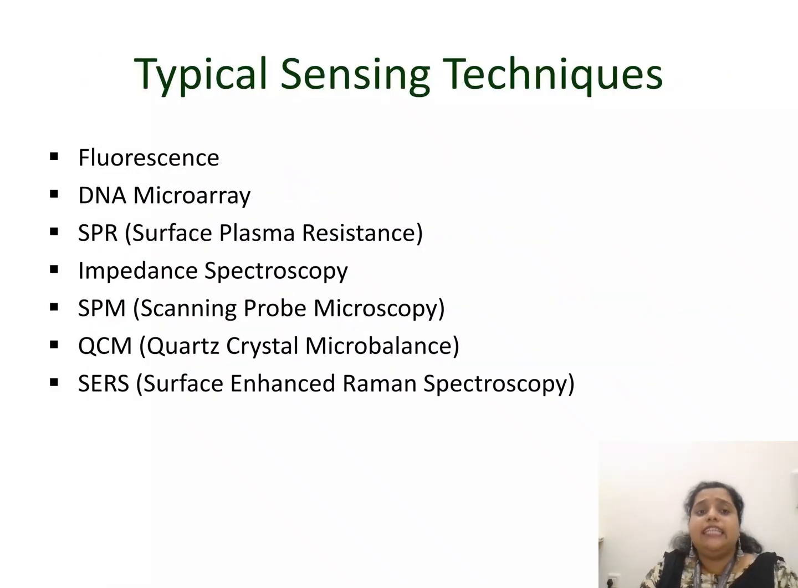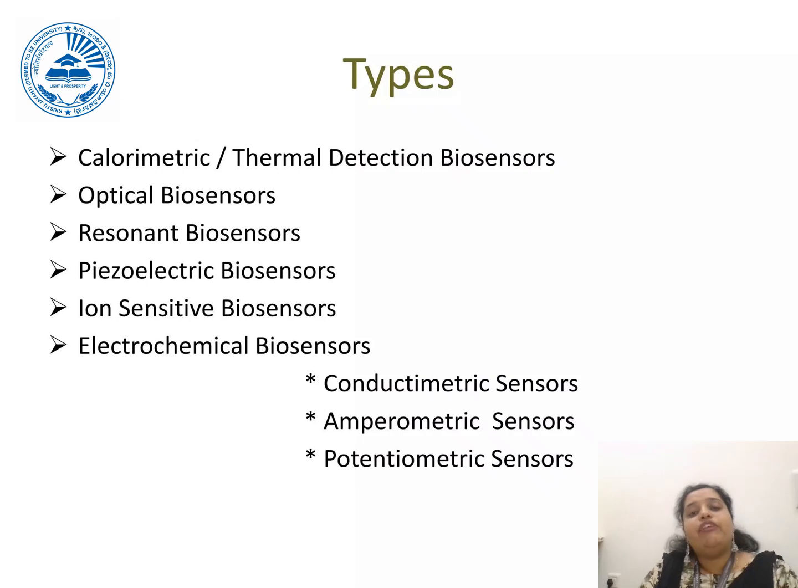So the typical sensing techniques used nowadays are fluorescence, DNA microarray, plasmon resonance, impedance spectroscopy, scanning probe microscopy, and sometimes Raman spectroscopy can also be used. So here we'll be discussing different types of detectors. First, we'll start with calorimetric, where it detects change in heat. Then optical biosensor, resonant biosensor, piezoelectric, ion sensitive, and electrochemical detectors or biosensors. Electrochemical biosensors can also be termed as conductimetric, amperometric, and potentiometric sensors, depending on what they sense.